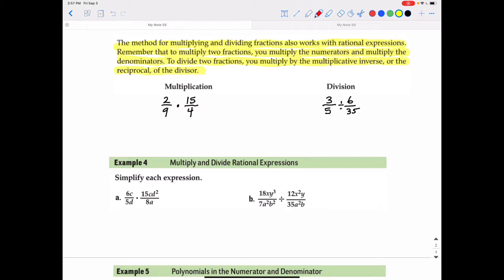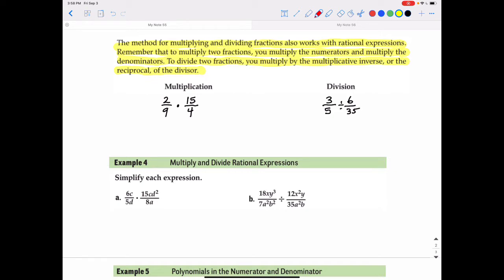So for multiplication, you could just simply take 2 times 15, so that's 30, 9 times 4 is 36, and then simplify, and that equals 5 sixths, and that will work. However, when you get into very large numbers, it might be difficult to simplify at the end. So instead, we can simplify before we multiply by looking at the numerator of one fraction and the denominator of another fraction and try to find the greatest common factor of those numbers.